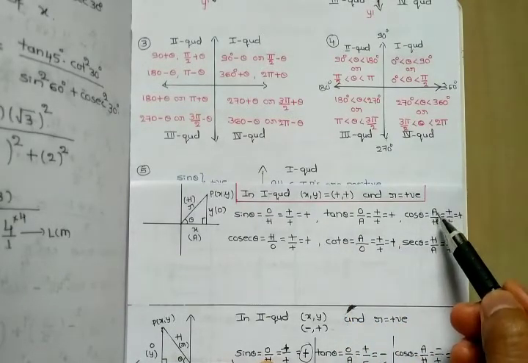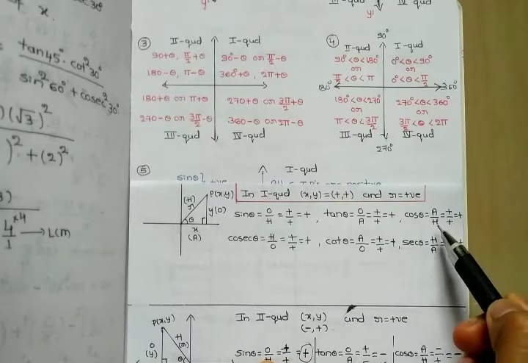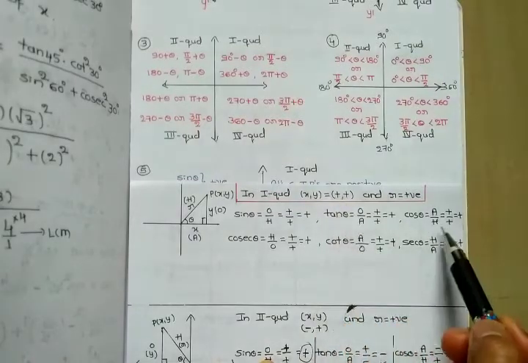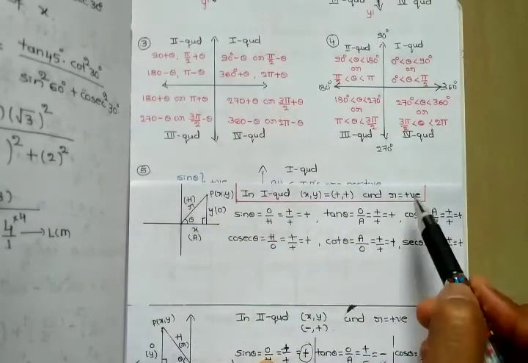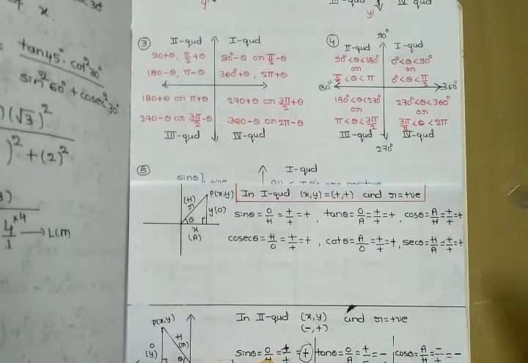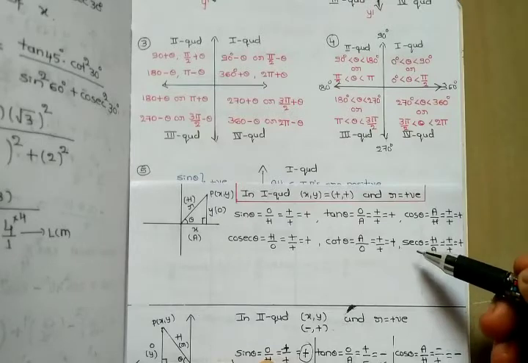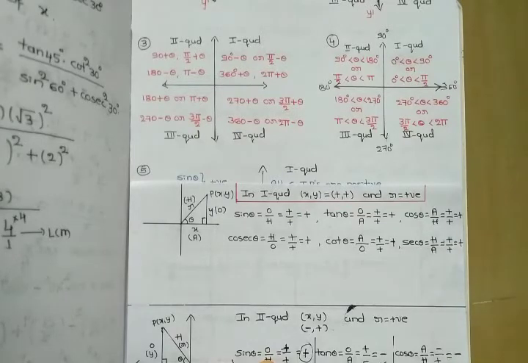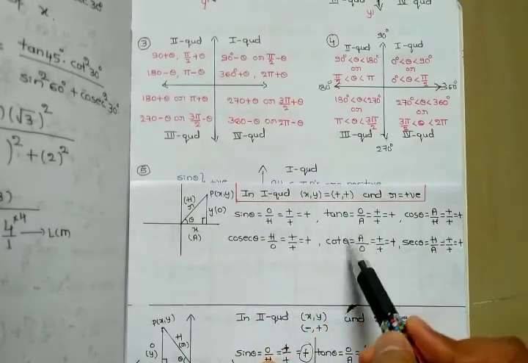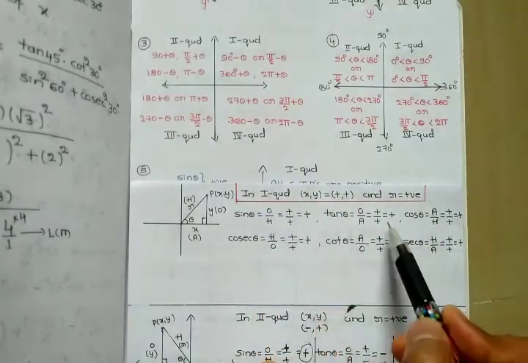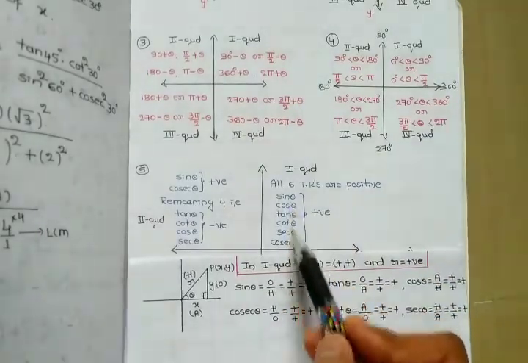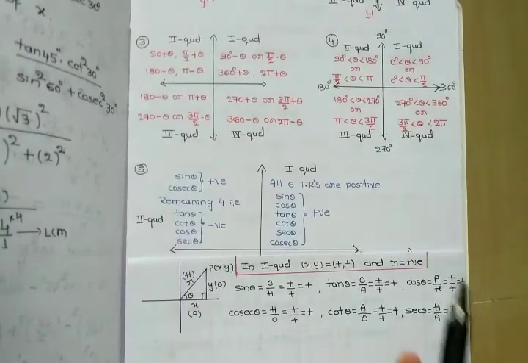Next, cos is adjacent divided by hypotenuse. Here adjacent means x is positive, hypotenuse means r is also positive, so plus divided by plus is plus only. The reverse, sec theta, also becomes positive. So what you can observe here is that in the first quadrant all 6 trigonometric ratios give a positive answer. Therefore all 6 trigonometric ratios remain positive only.